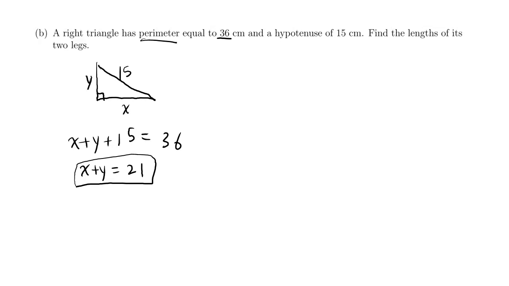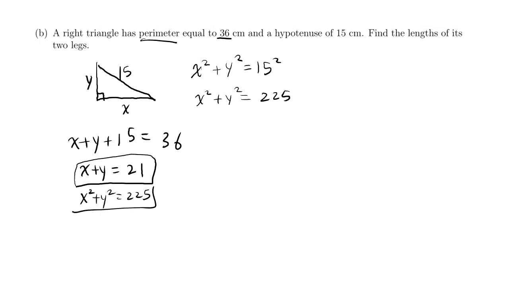Well, this is a right triangle, and for right triangles we have a very famous formula, which is the Pythagorean Theorem, which says x squared plus y squared equals 15 squared. And what is 15 squared? That's 225. And then you have a system of equations. X squared plus y squared equals 225. X plus y is 21.